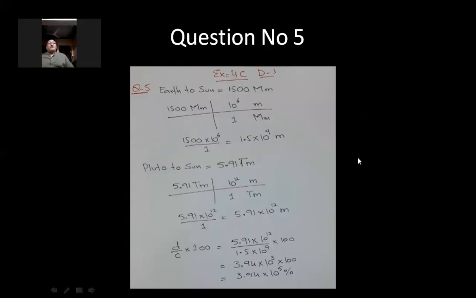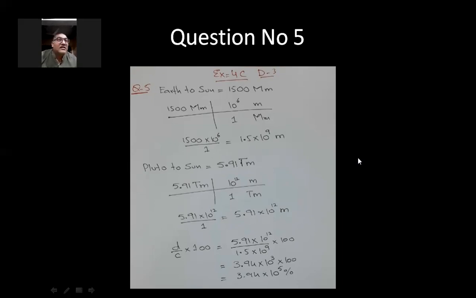The next question is question number 5. He says, the mean distance from the Earth to the Sun is C megameters, where C is 1500 and 1 megameter is 10 raised to power 6 meter. The mean distance from the Pluto to the Sun is D terameters, where D is 5.9 and 1 terameter is 10 raised to power 12 meter. Express D as a percentage of C. Give your answer in the standard form. Okay, so that is question number 5.